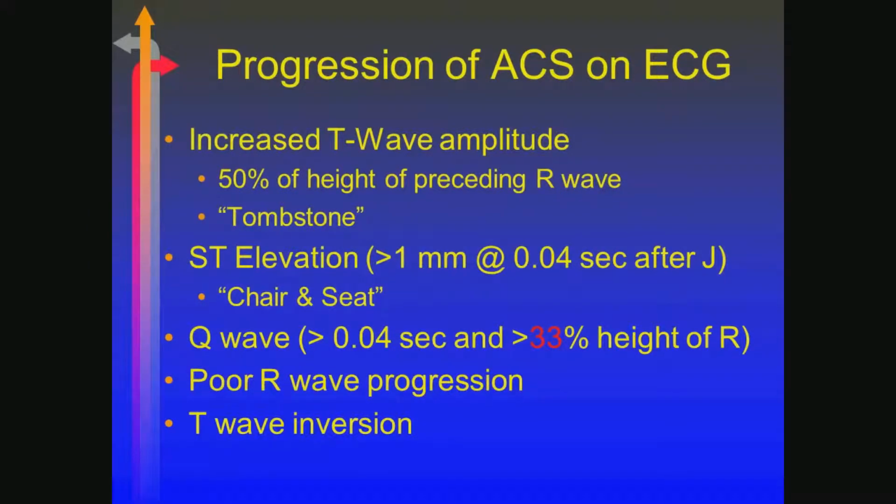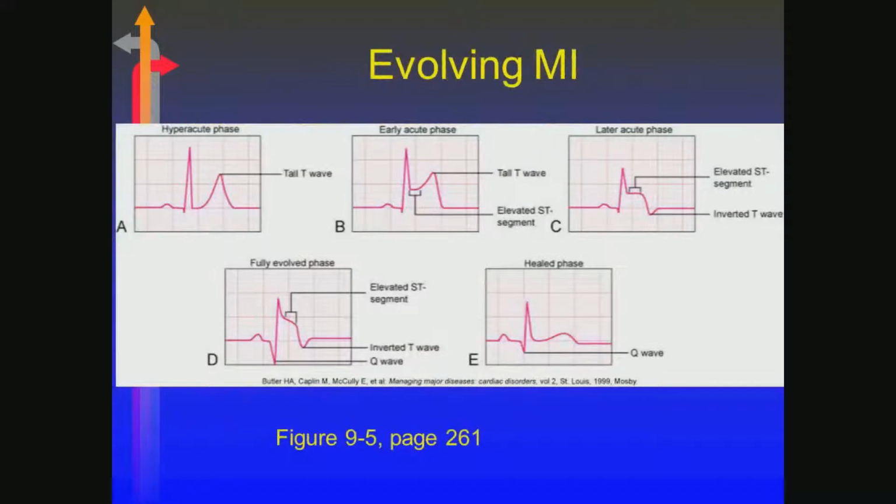So we end up seeing T waves becoming large, in fact, to the point where the ST segment elevation looks like a chair and seat, or it's called a fireman's hat. Different ways to look at it. Development of the Q wave, the development of poor R wave progression, and I'll show what that looks like, and then finally the T wave inverts. So in the hyperacute phase, you just see an elevation in the T wave, or a tall T.